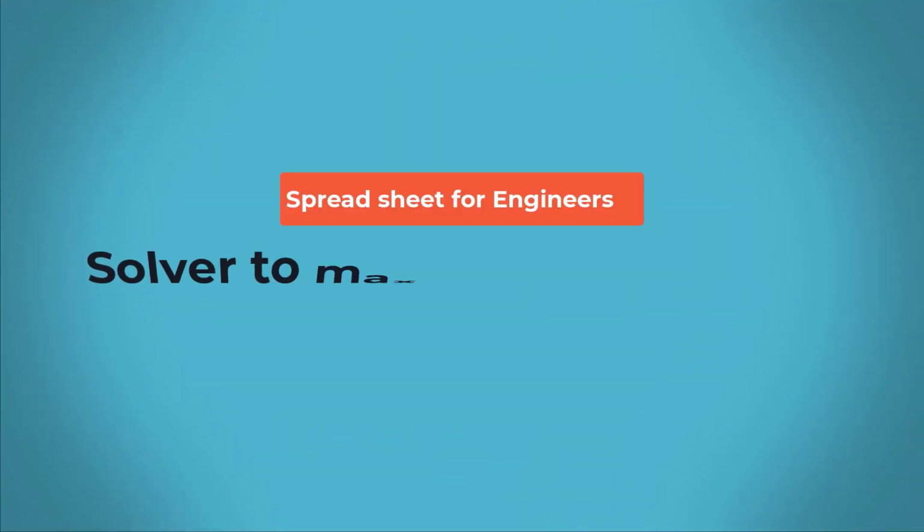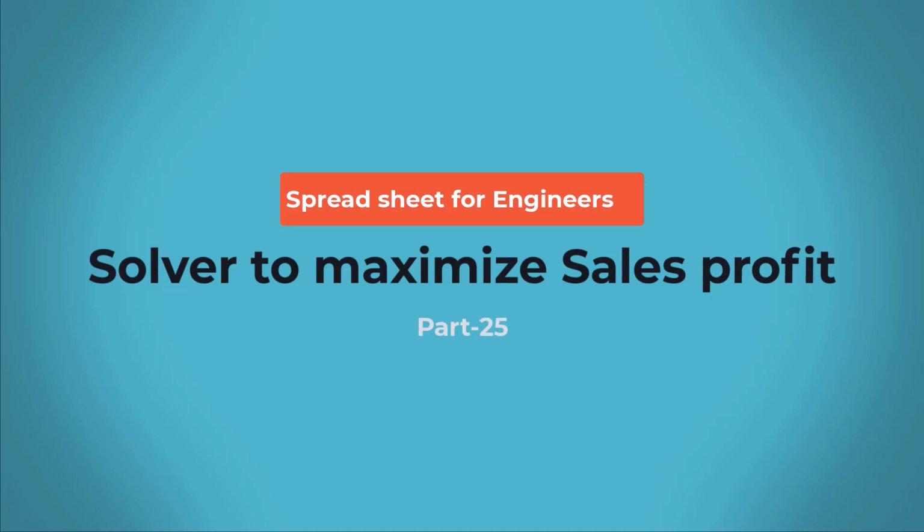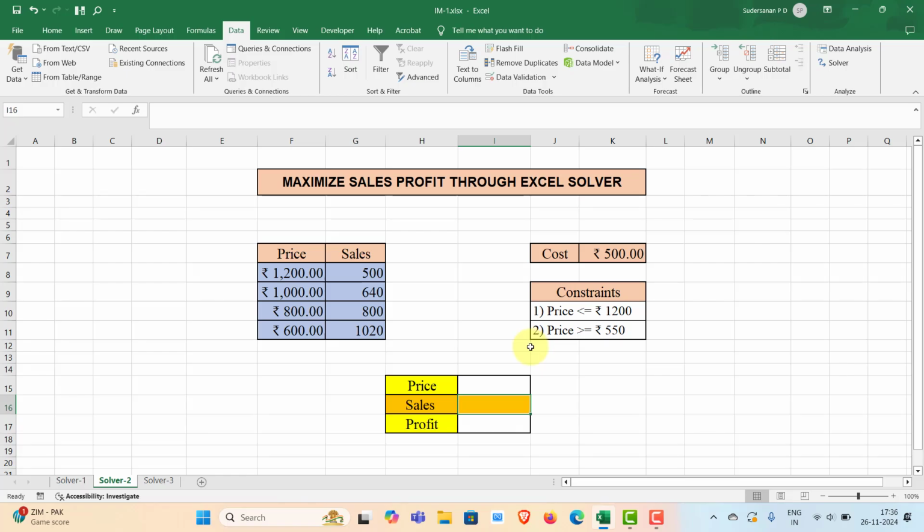Hi everyone, today I'll demonstrate another example to explain the usage of solver. In this case, we have to maximize the profit by fixing an appropriate price for a product. What we have is the past data showing how the sales is affected by the variations in the product price. So this is past data.